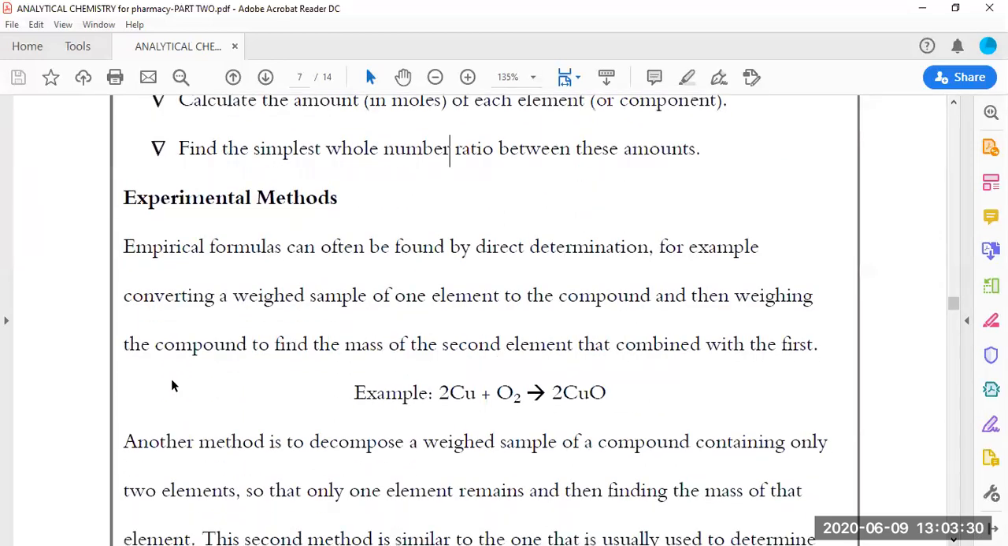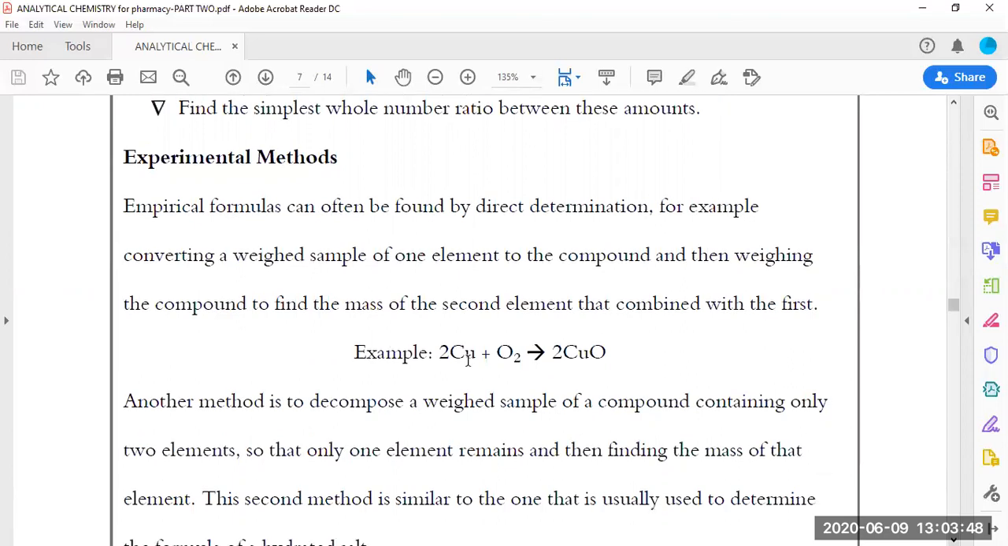Right. So empirical formula can often be found by direct determination. For example, converting a weighed sample of one element to the compound and then weighing the compound to find the mass of the second element that's combined with the other. For example, you have Cu with oxygen to make CuO. If you know one of them, you can find out the other one.